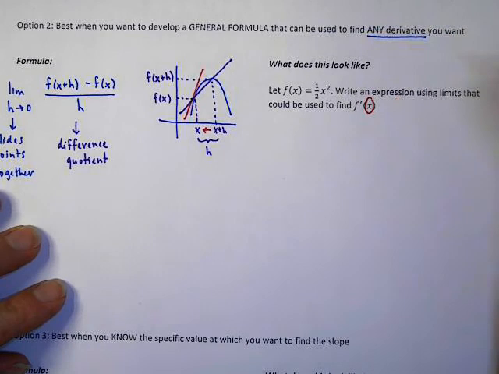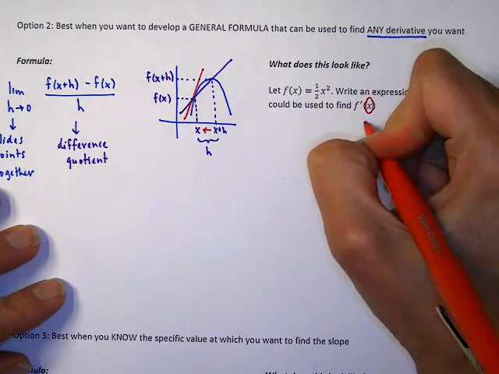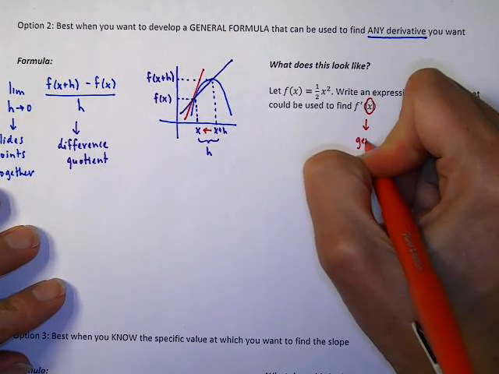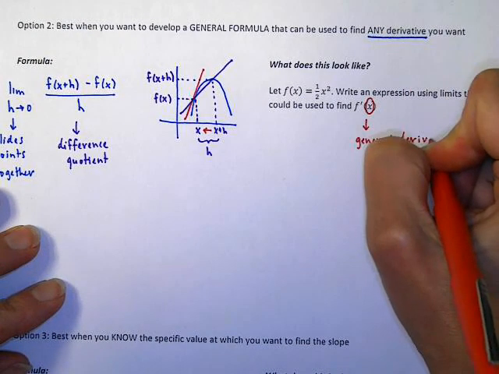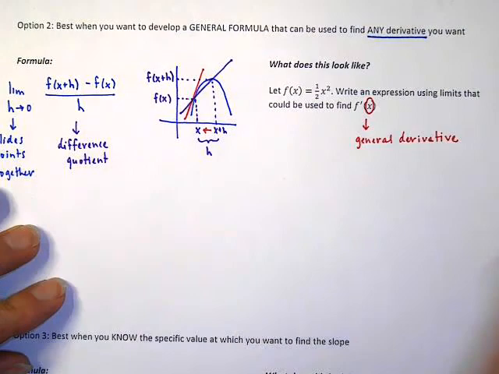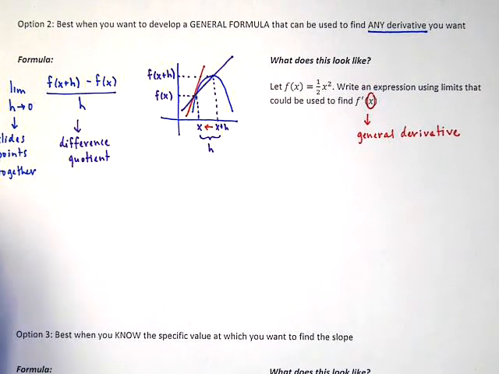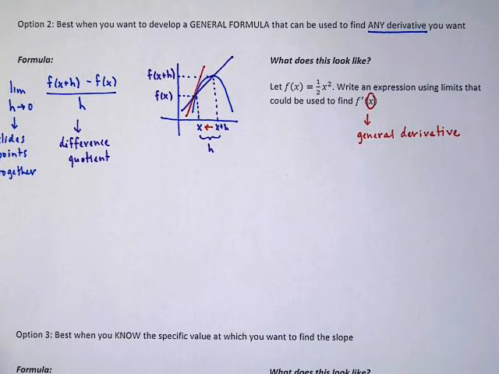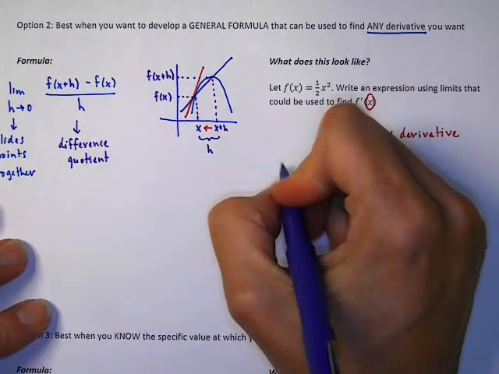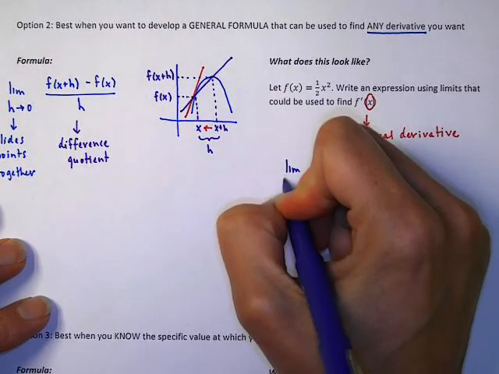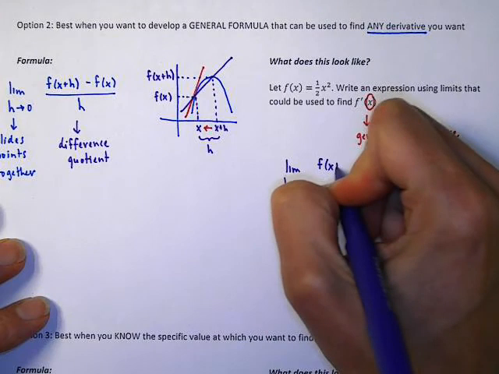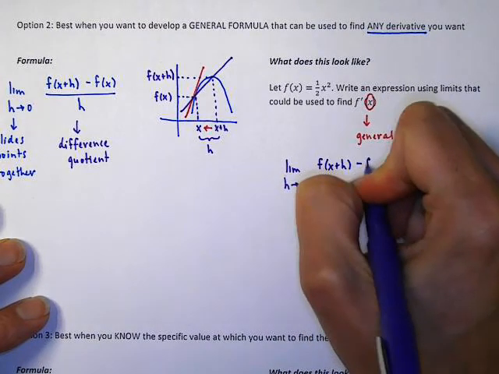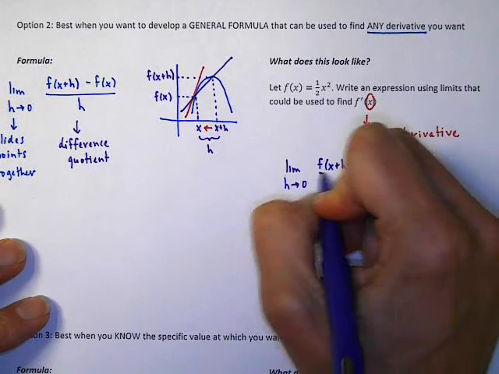Notice there's no specific value there. We just are trying to find the general derivative. So again, just like before, let's kind of work with this and see how this would look. So in this case, I know it's the limit. I'm just going to write the formula down so we get used to writing this. f of x plus h minus f of x all over h.